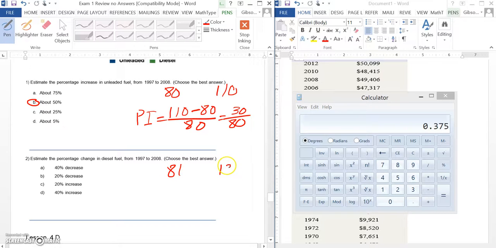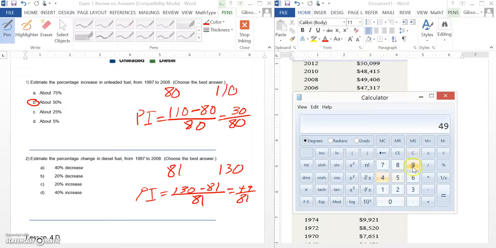81 would be the original, 130 would be the newer price. So we have percent increase, which would be 130, the larger, minus the smaller, all over the original. So 130 minus 81 will give us, what's that, 49 over 81. So we would take 49 divided by 81, which would give us a little over 60%.